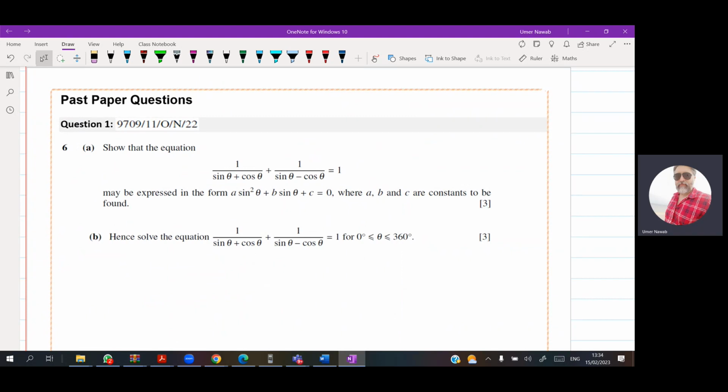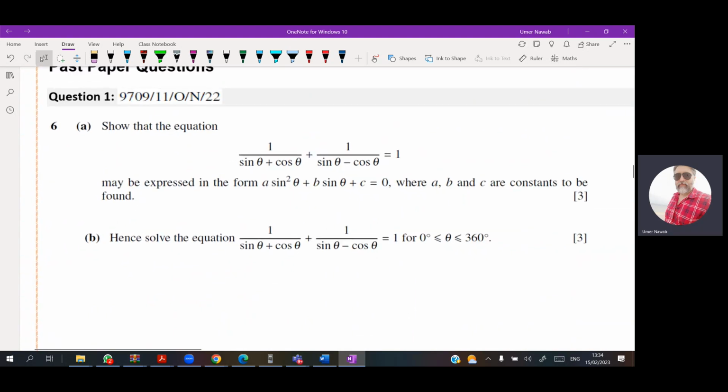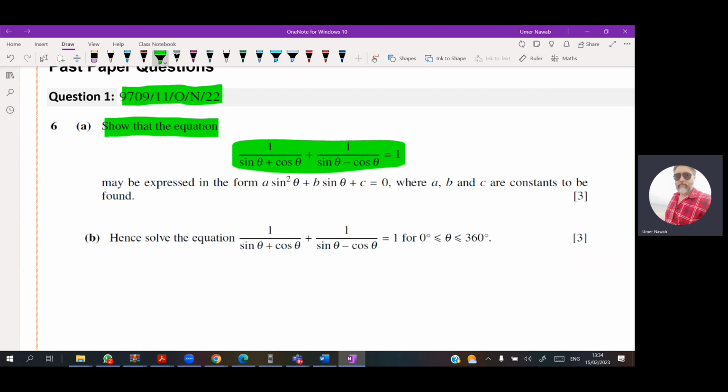Now we reach the past paper questions. The first question which I have selected for you is 9709, October/November 2022, variant 1. Examiner says show that the solution, the equation. This is an equation, not an identity.